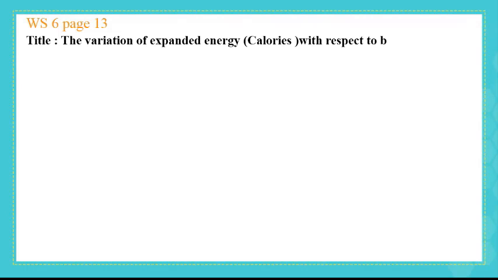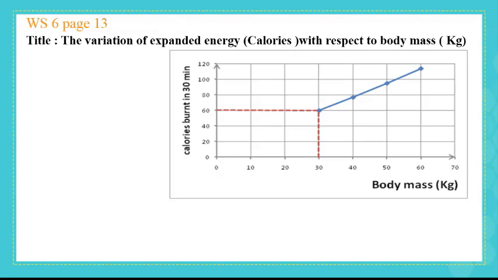But how? Observe the following graph. It shows the variation of expended energy in calories with respect to body mass in kilograms. How can we transform this graph into a table? How can we determine the number of columns and rows needed? Please use your ruler and pencil, then follow with me step by step.